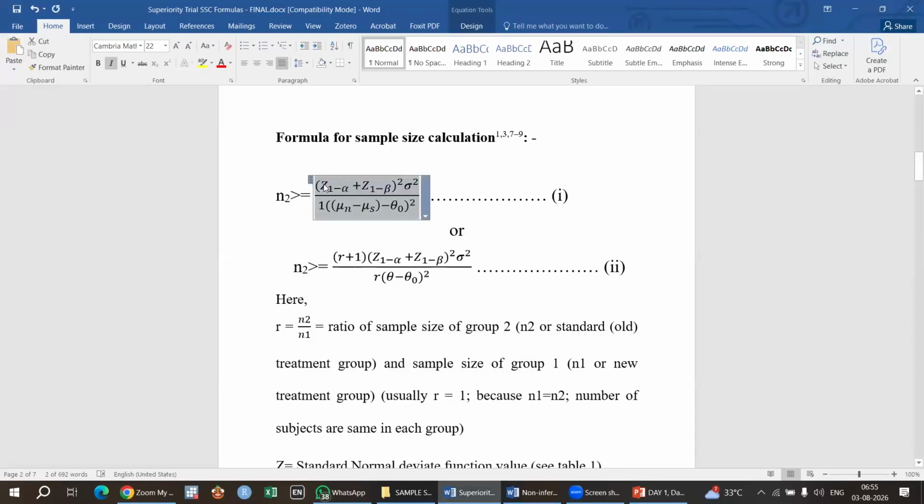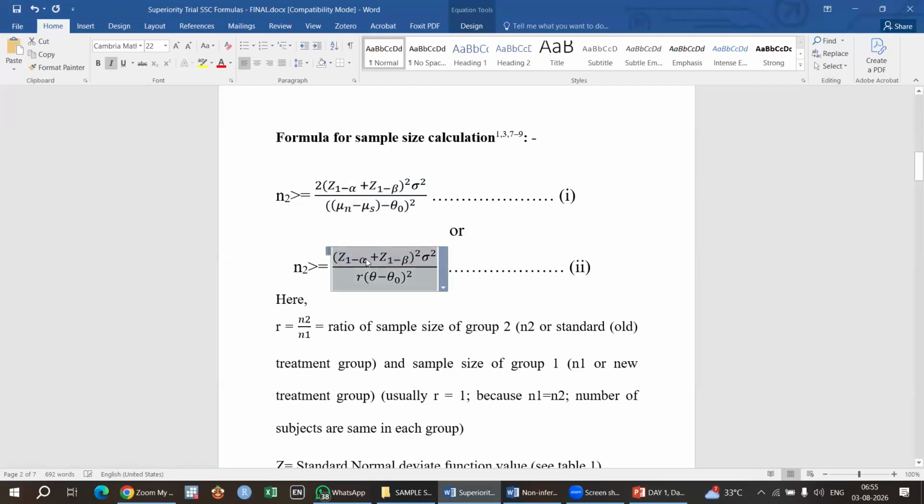Sorry. Please see this. 2. And I can remove this one, no problem. This is a very simple formula. I can write down here also 2, sorry. So you can make these changes. There is no problem. Then this is a simple formula. Please see this. Here it is written (Z1 minus alpha plus Z1 minus beta) square.